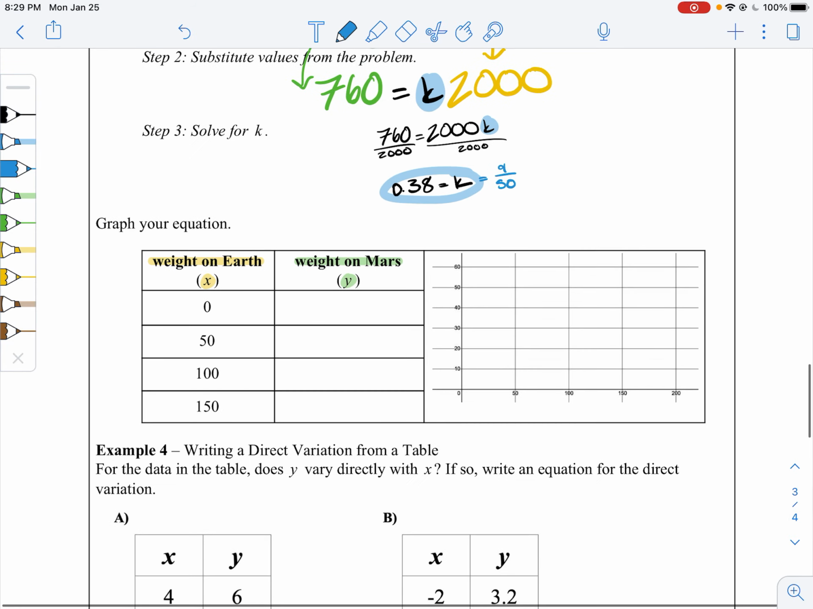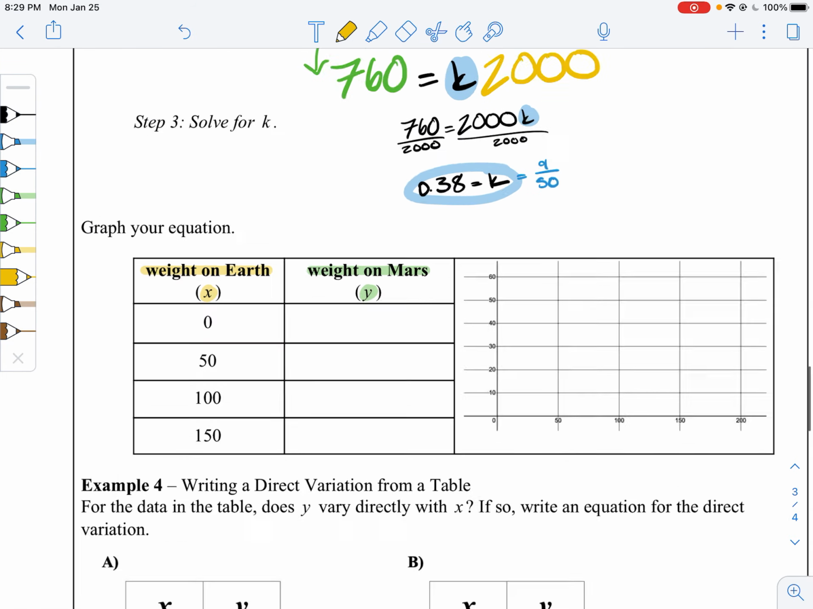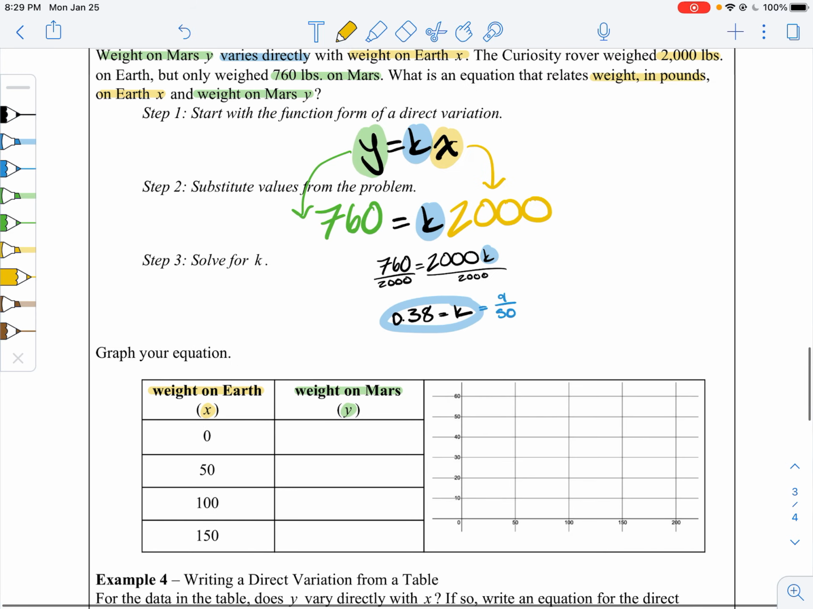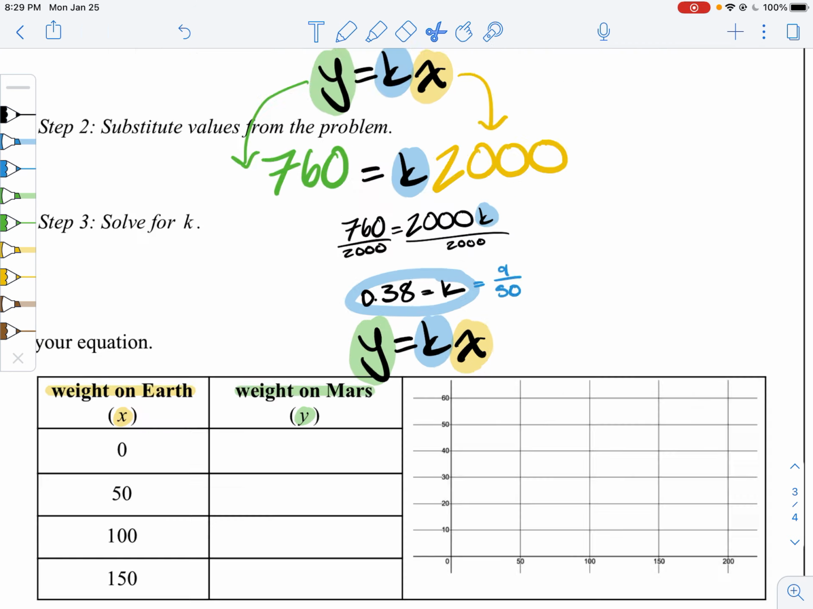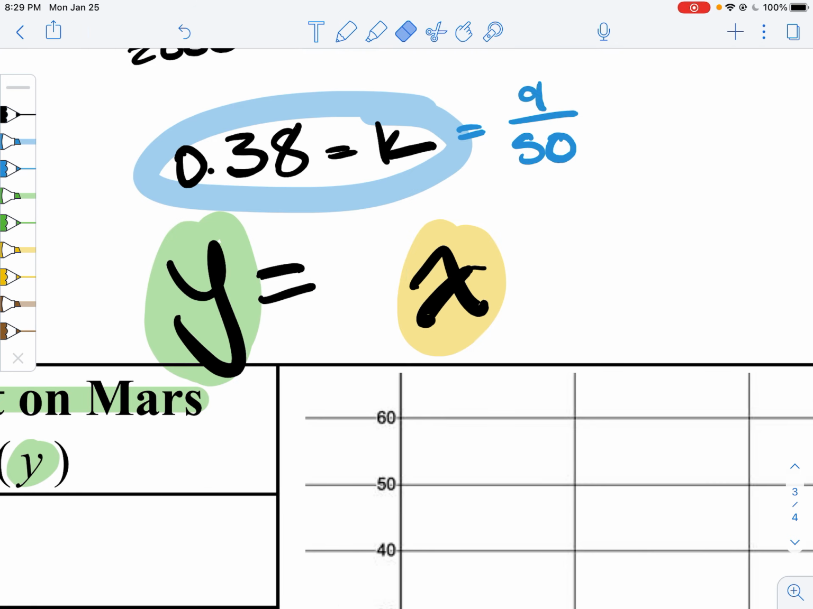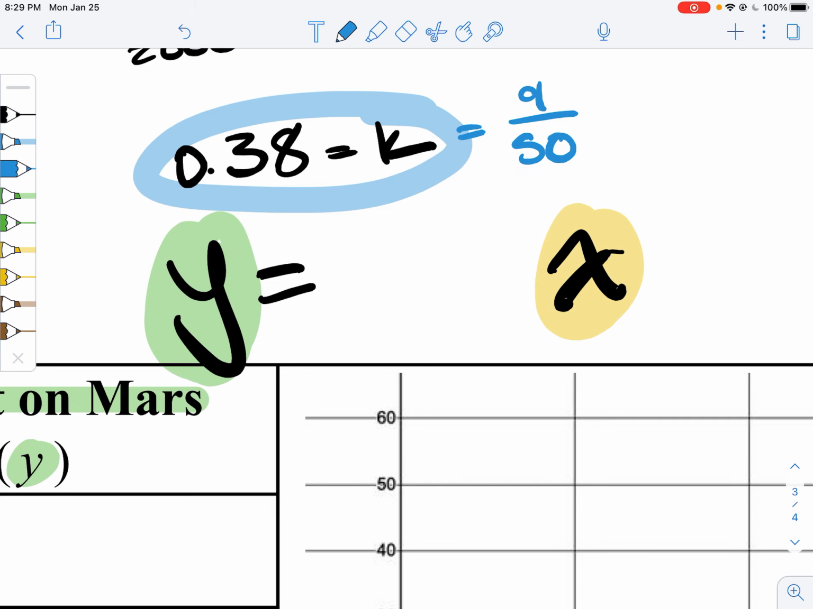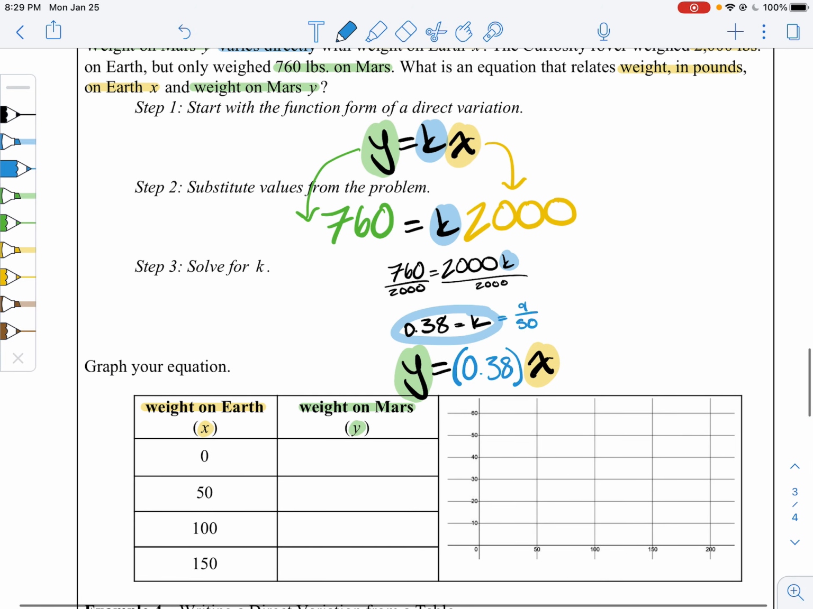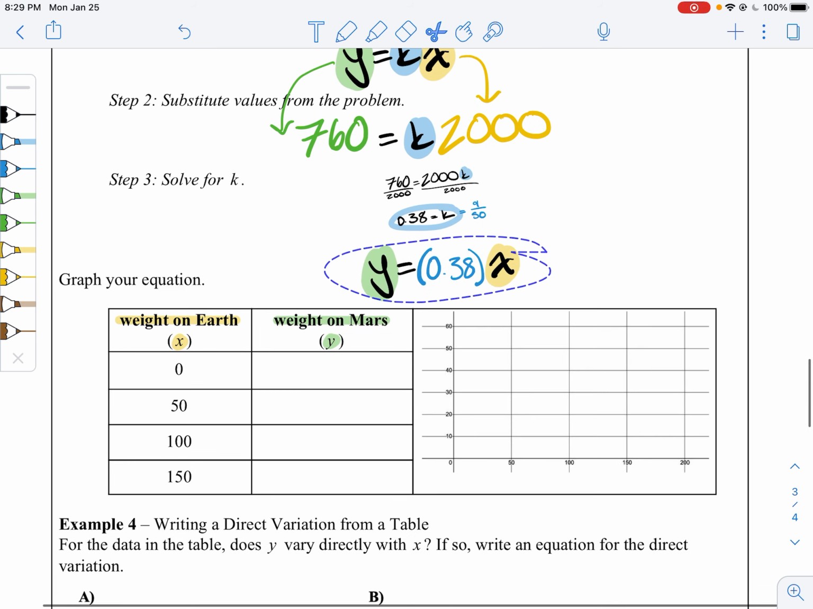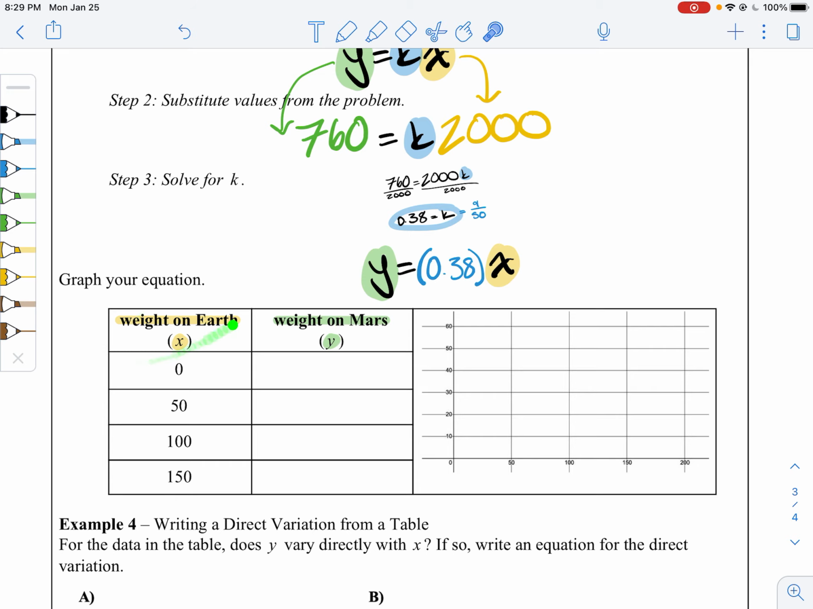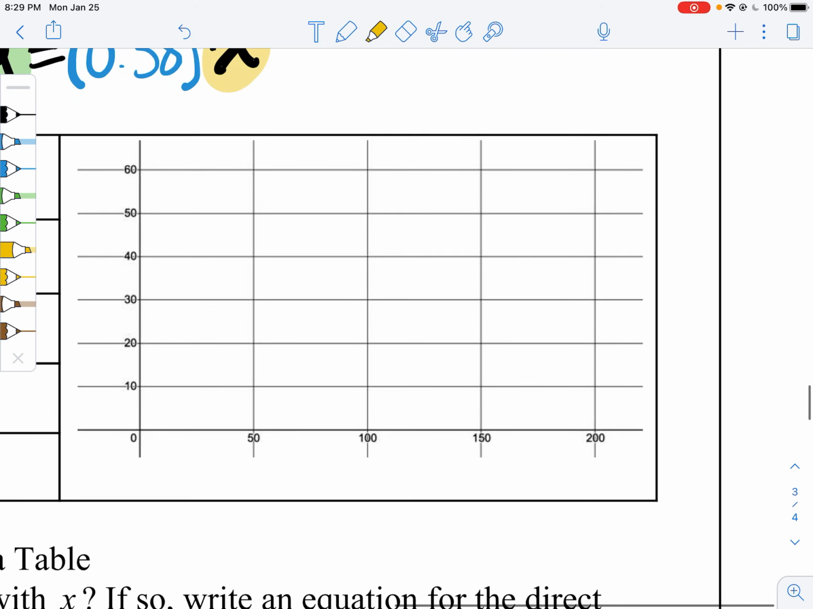So now we're going to graph it. Oh, I didn't actually make our equation. We've got to plug it in. We're going to replace our k with 0.38, or 9/50ths, if that floats your boat. Okay, so what did x represent again? We said x represents your weight on Earth. So I'm going to go ahead and label this axis: weight on Earth.